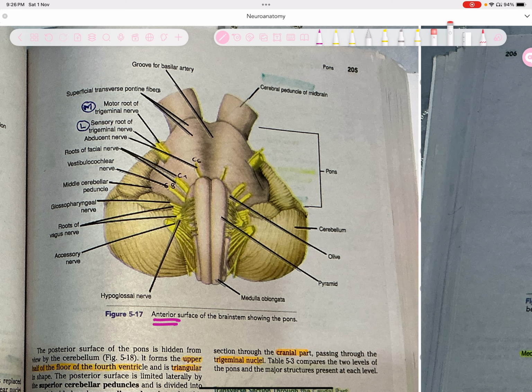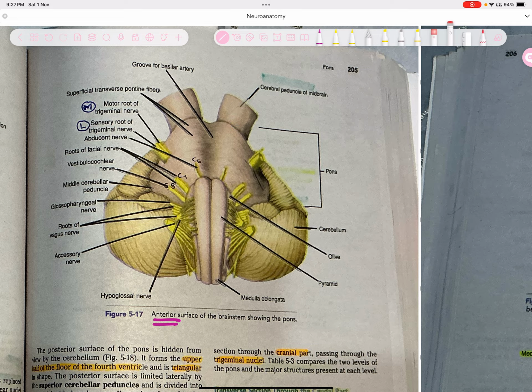Next, you can see these nerves which are originating here and then also towards this side. These are your sixth, seventh, and eighth cranial nerve, which is your abducens, facial, and your vestibulocochlear cranial nerve. And then, if you remember previously, this is your medulla. So right now we're focusing on this structure.